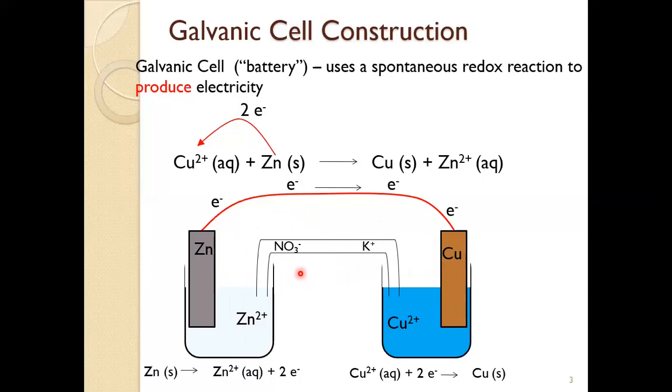And a salt bridge is just a device that will physically connect the two half reactions, and it's composed of inert ions, inert anions and inert cations. And the idea is that as positive charge starts to accumulate on this side, these negative charge anions would begin to migrate into the solution to neutralize that excess positive charge. Likewise, on this side, as excess negative charge starts to accumulate, these positive charge ions will start to migrate into this solution to neutralize that excess negative charge.